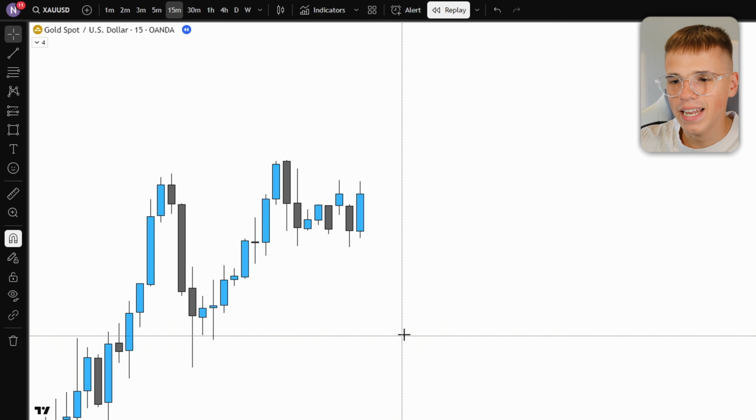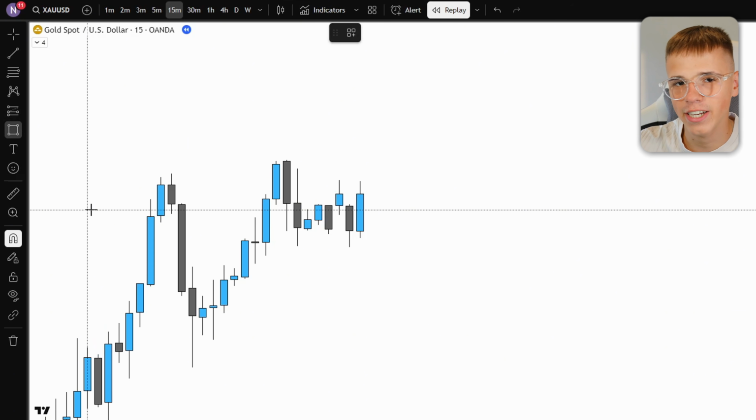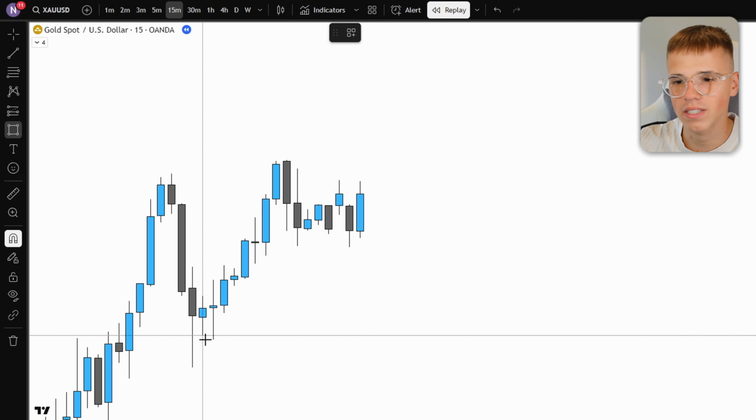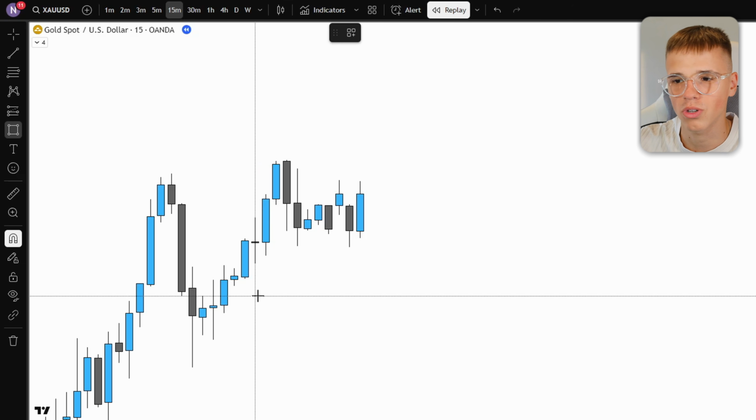Okay, so we are at the live example, and I'm going to use gold for the live example. This literally works on indices, forex pairs, crypto pairs, whatever you want, it works on everything, but I'm going to show you examples on gold.